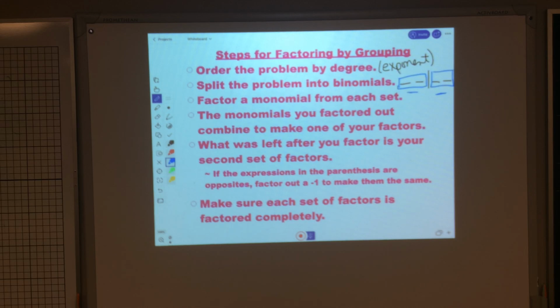Now sometimes you're going to see that what you have in the parentheses are opposites. If that happens, you have to factor out a negative 1 so that those 2 parentheses are exactly the same. They have to be exactly the same. Then our final step is to make sure that each set of factors is factored completely, because you might end up with one of your sets of parentheses still being able to factor further. It might be a difference of squares, or the product of a sum and difference. So make sure you check that it is factored completely.